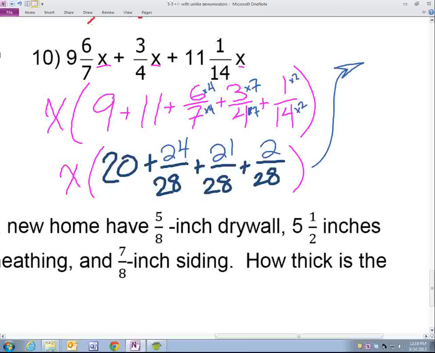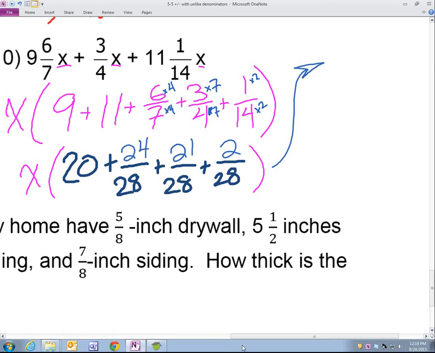I'm just getting all sorts of colorful now. So my x is still hanging out on the outside. I told her to leave, but she wouldn't.